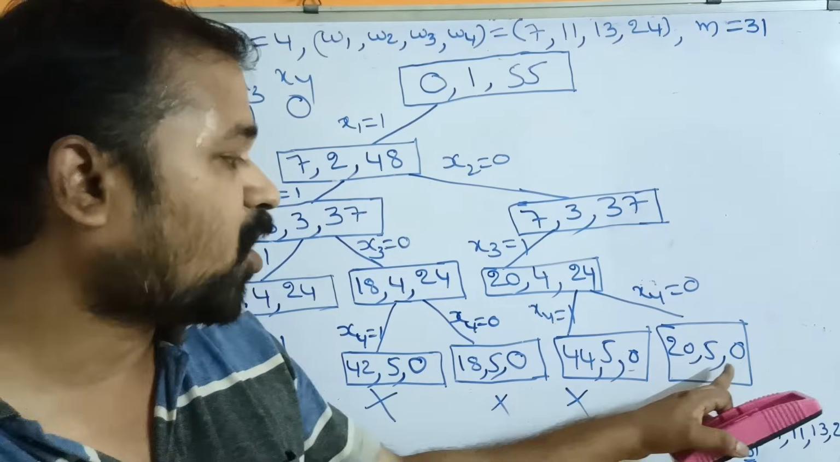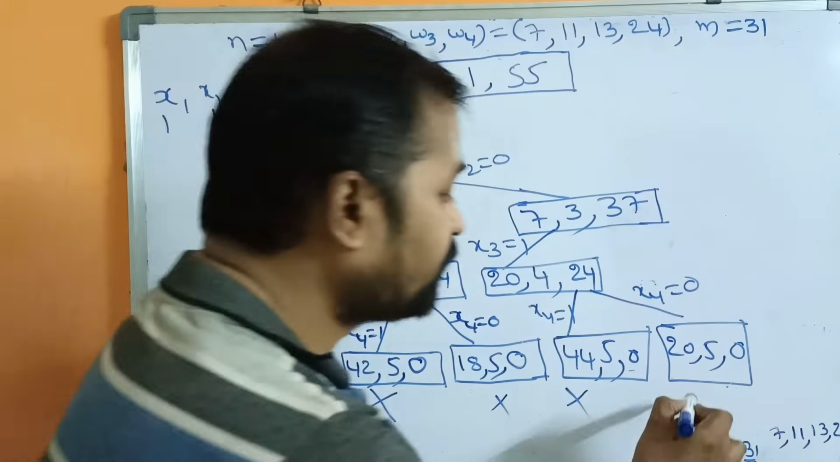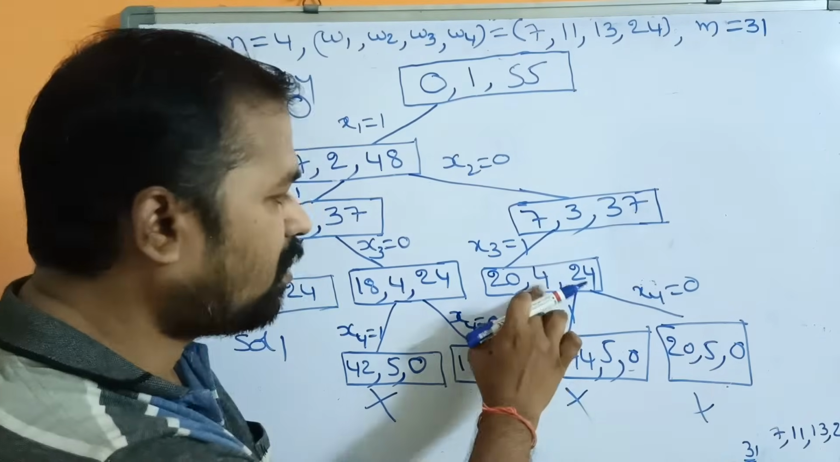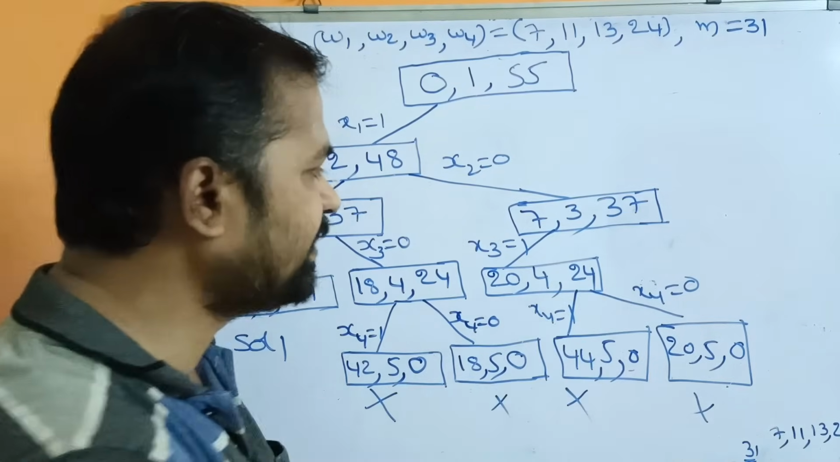So here also operations on 4 objects are over and we did not get the sum as 31. So this is not a correct solution. So we have to perform the backtracking. So all these combinations are over. x4 is 1, x4 is 0. So these two combinations are over.